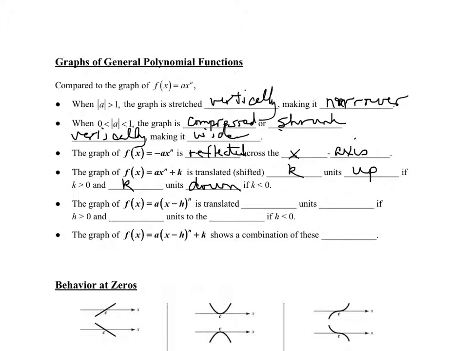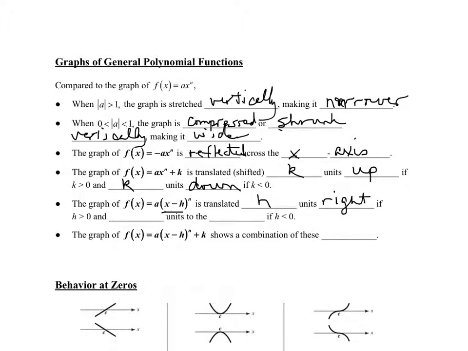Now, if I happen to notice that something is happening just to the x, I see x minus h in parentheses raised to a power, then what that tells me is that it's translated h units which way if the h is positive. So if I saw something like x minus 3, that would mean that we would be going 3 units to the right. Remember, it's the opposite sign.